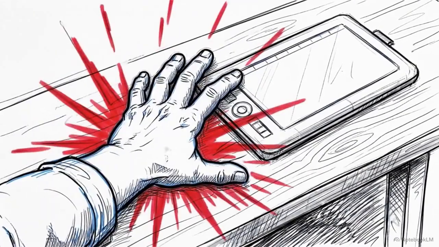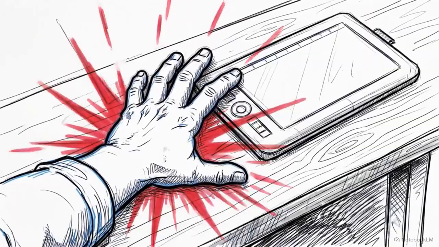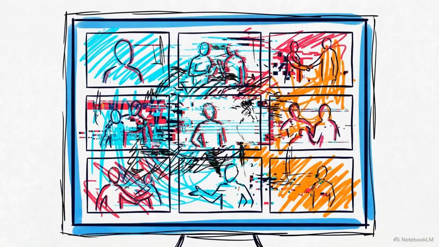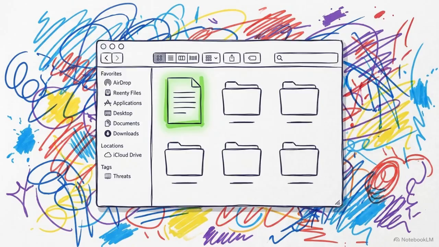Name one poster_clean and the other poster_edit. AI animation tools can occasionally warp or corrupt static images. By maintaining that clean copy, you guarantee your original hard work is protected no matter what happens in the animation software.